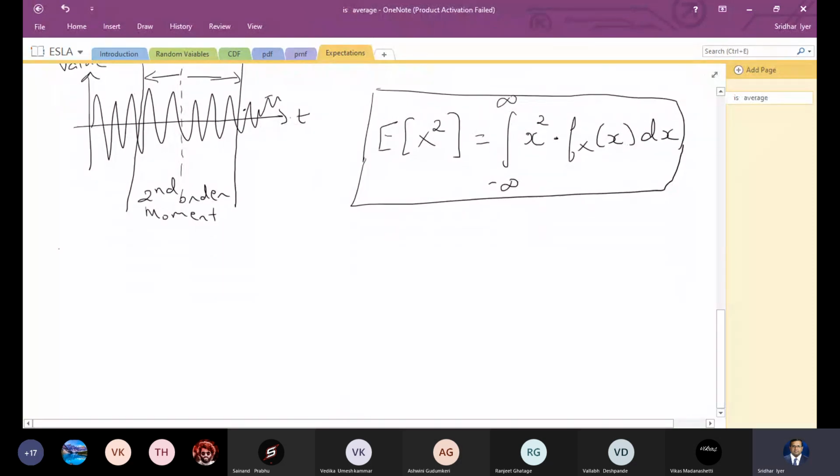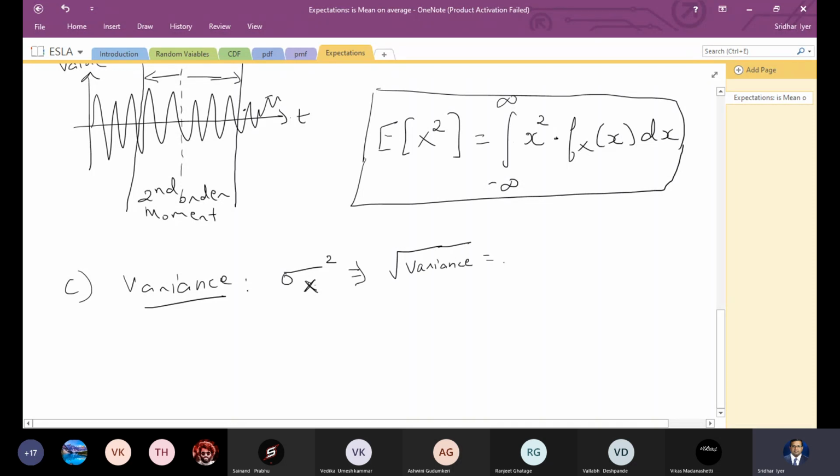Then lastly, the third parameter of interest for us in this course is the variance, and this variance is denoted as sigma. If the random variable is x, then you have sigma x square, and you must know from the mathematics in the first year that you can find the square root of this variance. So we write it as square root of variance, which will be square root of sigma x square, which will be sigma x, and that will give us the standard deviation.